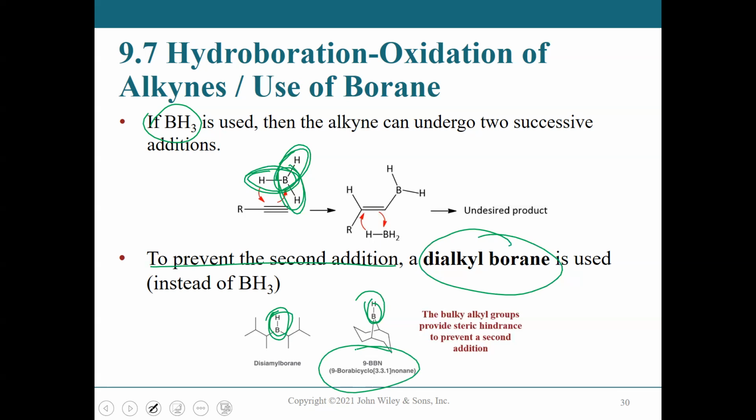That is the 9-borabicyclo[3.3.1]nonane. That's the one. The other one is disiamylborane. That name is kind of weird, right? But the one that you will see a lot in the books is 9-BBN, which is the borabicyclononane, right? BBN is 9-borabicyclononane. Okay, so bulky alkyl groups provide steric hindrance to prevent a second addition. That's why the bicyclic compound is preferred.